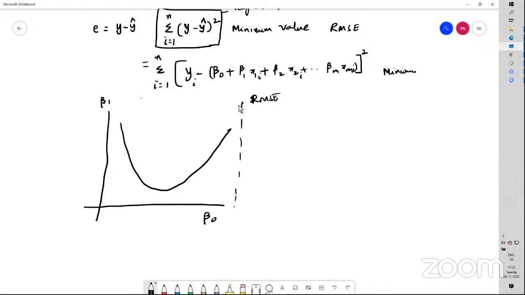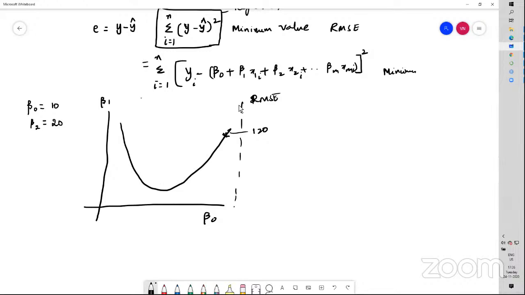Let's say we randomly initialize beta naught equal to something, beta 1 equal to something. Let's say this is 10 and this is 20. We got an RMSE value of some 120.